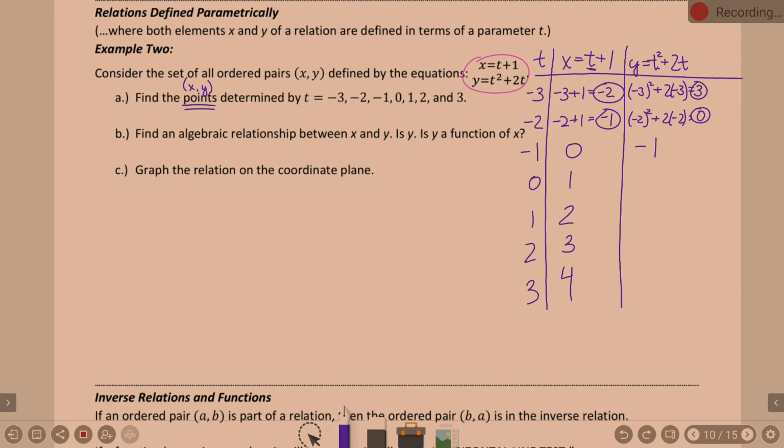Plug in 0. 0 squared is 0. 2 times 0 is 0. So we have 0. Plug in 1. 1 squared is 1. 2 times 1 is 2. 1 plus 2 is 3. Plug in 2. 2 squared is 4. 2 times 2 is 4. 4 plus 4 is 8. And plug in 3. 3 squared is 9. 2 times 3 is 6. 9 plus 6 is 15.